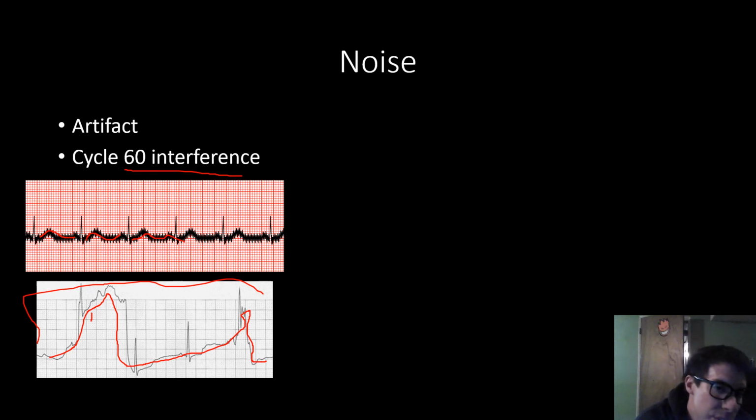Sometimes you'll also see something that looks like this when the electrodes aren't connected good enough, which is not cycle 60 interference, but it looks the same. But all of these are noise. There's just the difference: artifact being movement or something from the external environment. Cycle 60 is pretty much just electronics or radio waves or things like that that are interfering with the monitor.